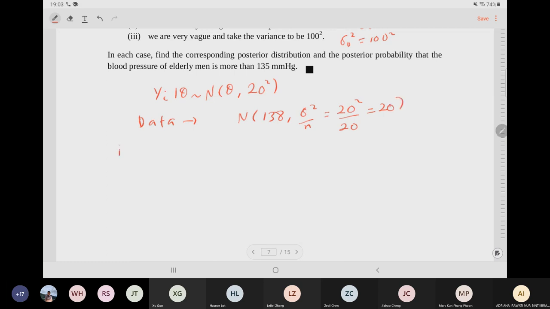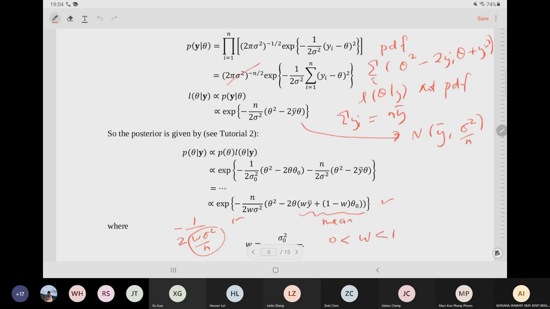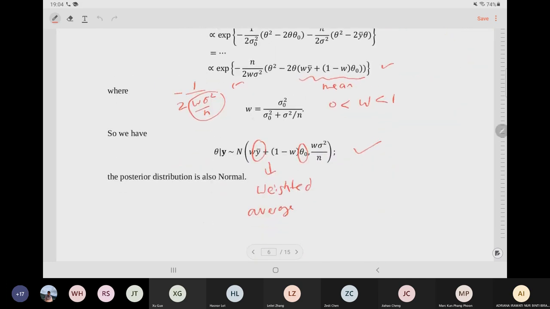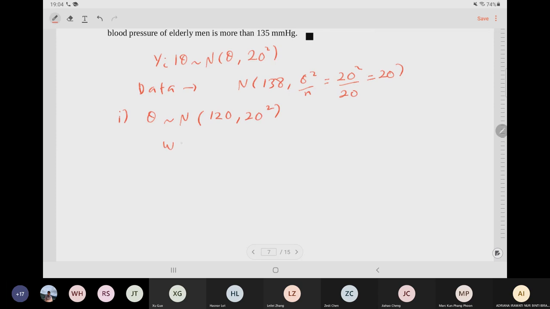So the first question would be, if your prior is normal with theta naught 120 and variance 20 square, then for the first example, first you have to find your W. I don't have enough space to write everything, so I'm going to use this W formula here. I'm going to plug in my theta naught, sigma square, everything, and then I will get the answer. You can try and calculate yourself. So your W for the first one is going to be 0.952.